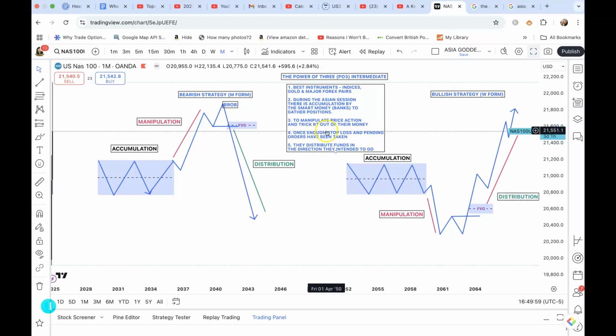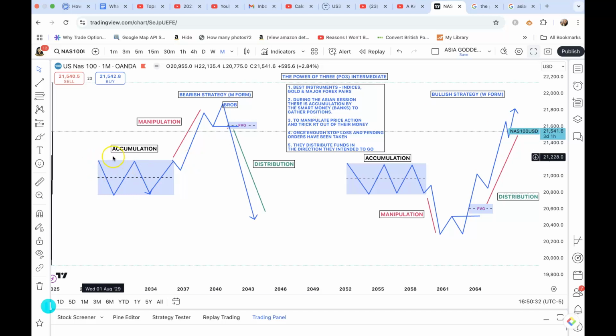Unfortunately, they consider retail traders dumb money, okay? Because they easily manipulate them all day long. And this happens every single day, ladies and gentlemen. So when you know better, like Maya Angelou said, you do better. So I'm suggesting you do the same thing again. So I'm going to go over the bullish strategy, W form. Again, we've got accumulation. We've got going down, manipulation. And then we've got distribution going up. So we're looking for a bullish strategy when we're doing the power of three.